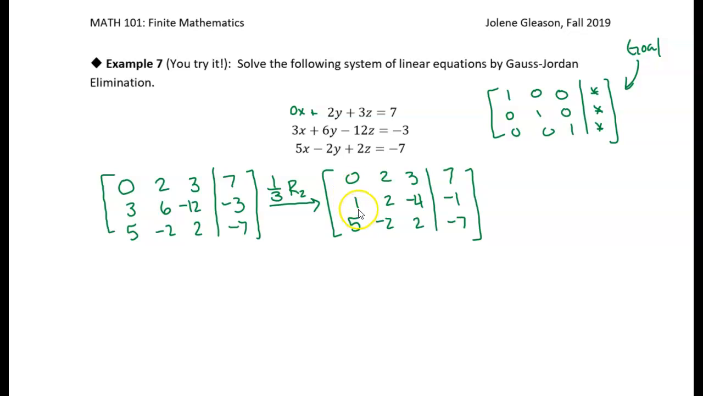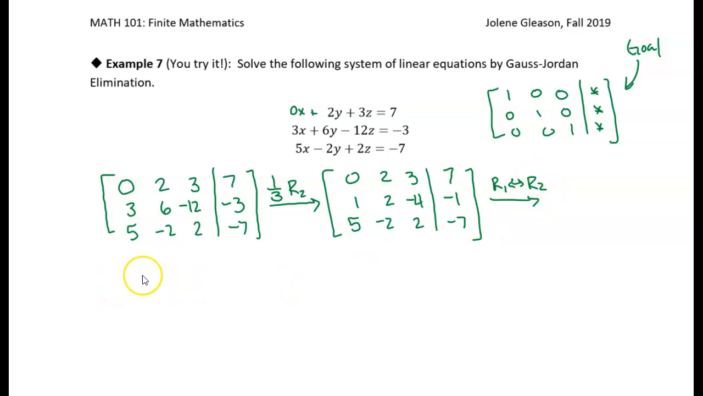Now I have a 1 in the first column, and if I just swap rows, I can bring that 1 up to the upper left-hand corner, right? So I think what my next step will be is to just swap rows 1 and 2. Row 1 and row 2.